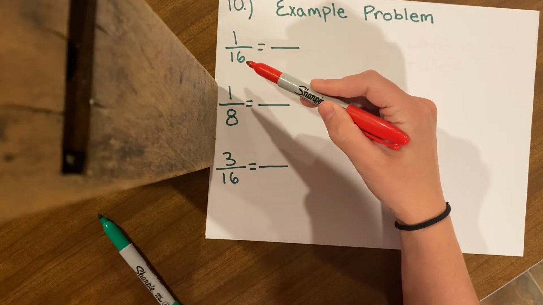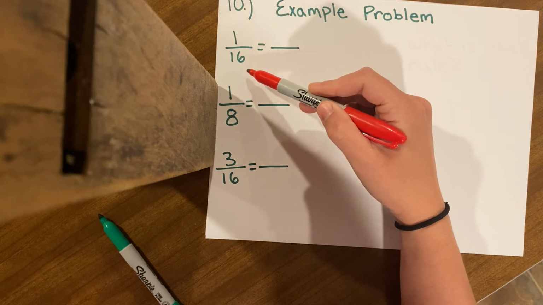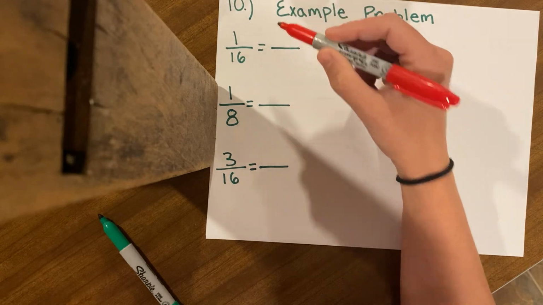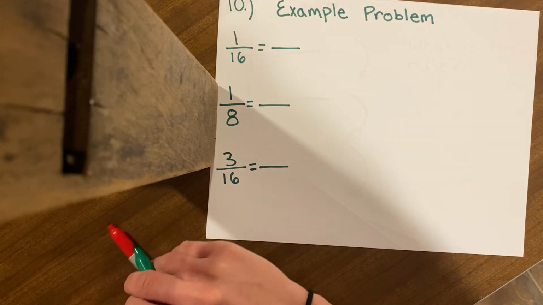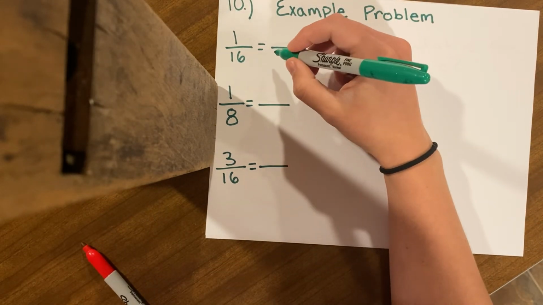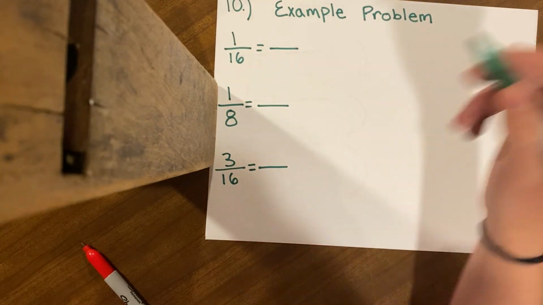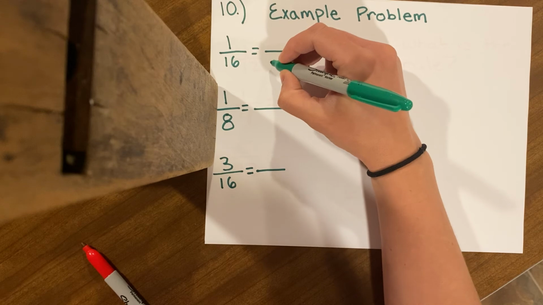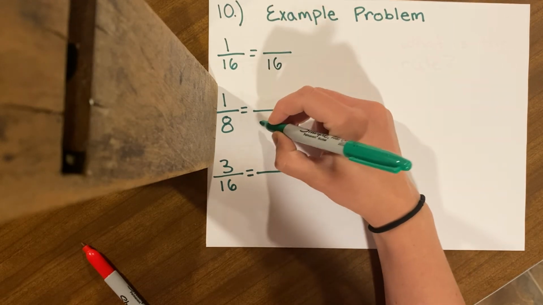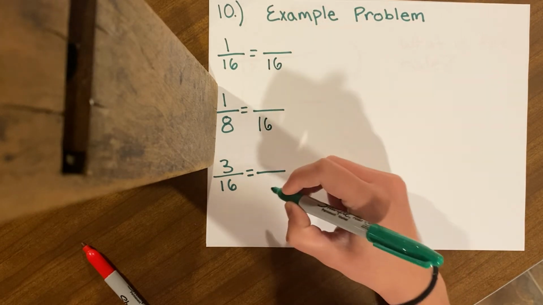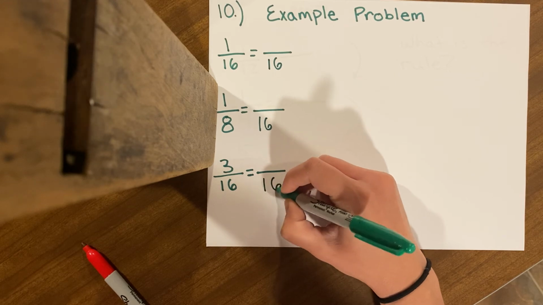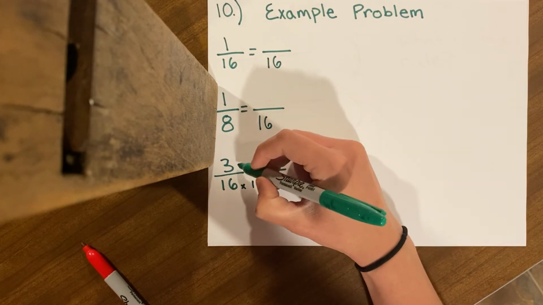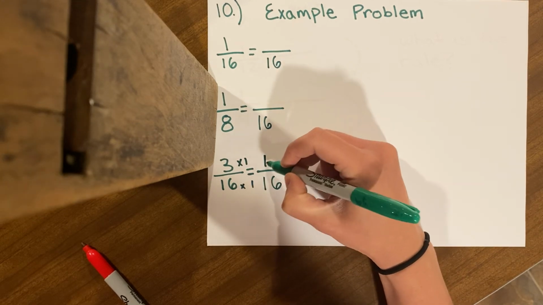Just looking at this, we know our common denominator is going to be 16 because we're looking to find out the next term in the sequence. When we're looking at number 10, we're looking to find out the next term in the sequence. Okay, so we know our common denominator is going to be 16. 16 times 1 is 16.